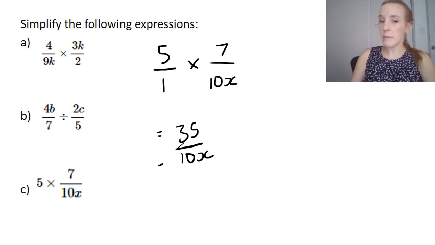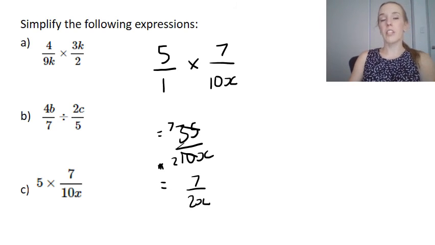So from there we can simplify. 35 and 10, they have a common multiple, which is 5. 35 divided by 5 is 7. 10 divided by 5 is 2. So 7 over 2x. So I'm doing my multiplication, then my simplification.